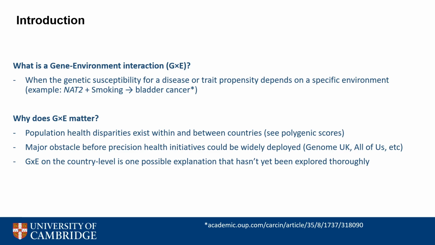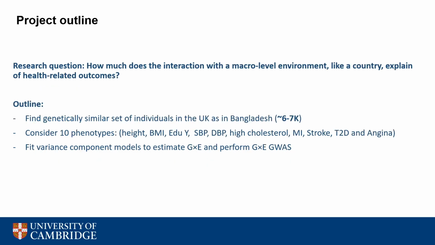Much attention has been given to factors like the environment, linkage disequilibrium, or allele frequency differences, but another potential source of variation is gene-environment interactions on a global scale, which has been rarely considered so far. So the basic research question I'm trying to address here is how does interaction with a macro-level environment, like a country, explain health-related outcomes? The outline for this project is the following.